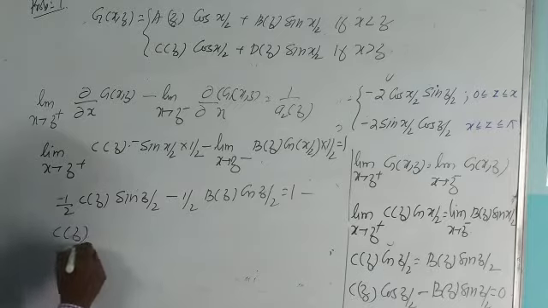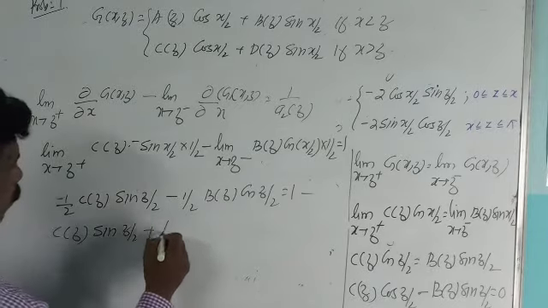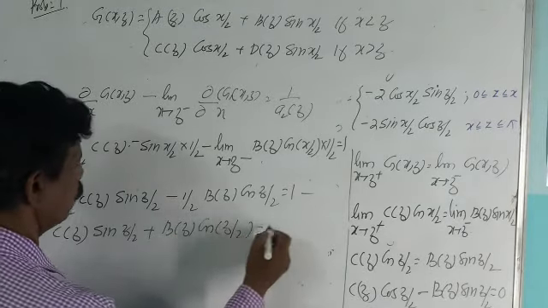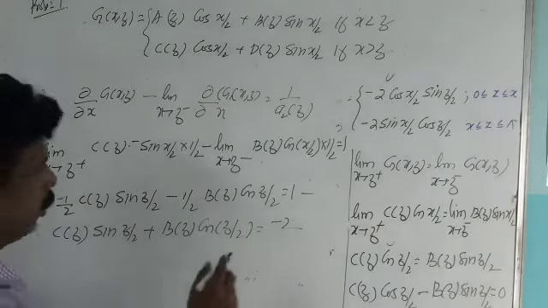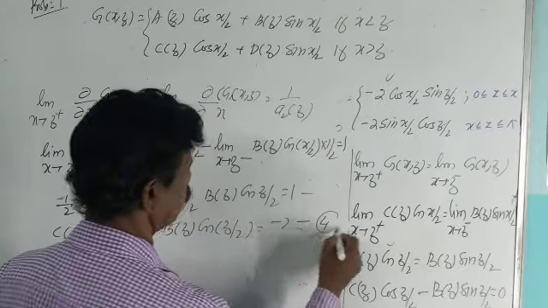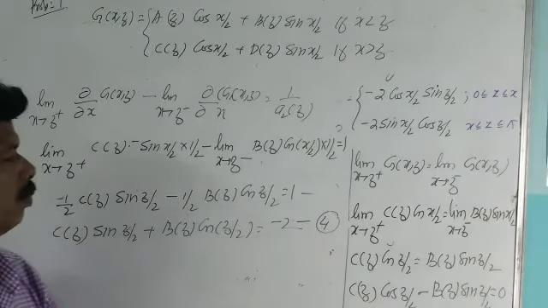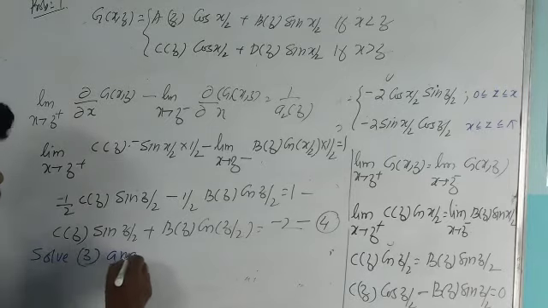Then this equation becomes c sin z by 2 plus b cos z by 2 equal to minus 2. Multiplying the whole equation with minus 2, I got this as equation number 4: c sin z by 2 plus b cos z by 2 equal to minus 2. Now solve equation number 3 and equation number 4.